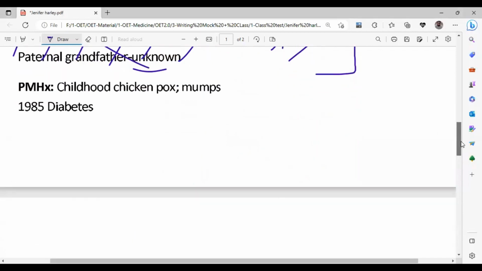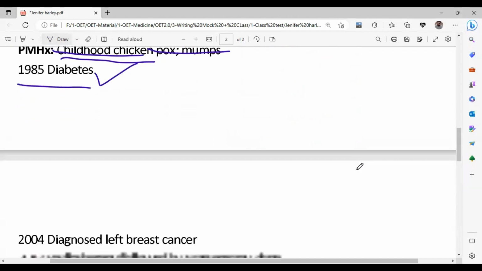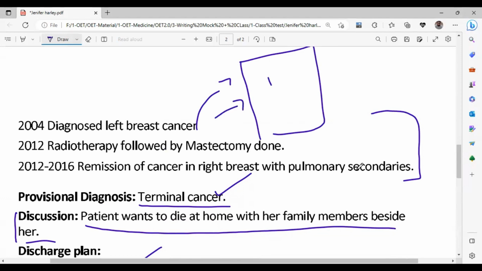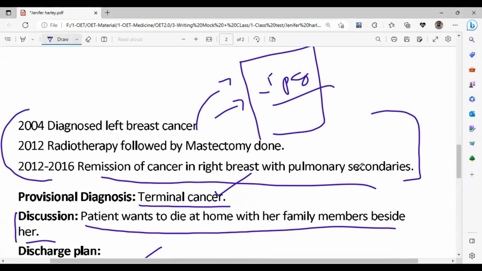Now we can move on and see further details, such as childhood chickenpox, which is not relevant. Mumps, not relevant. Diabetes, yes, it's very relevant. Diagnosed with left breast cancer: there's a possibility that in the real exam you may get this information compiled on one complete page to confuse you. We can summarize this in one word, the metastatic stage of cancer. No need to mention the radiotherapy, mastectomy, or when she was diagnosed with left breast cancer.